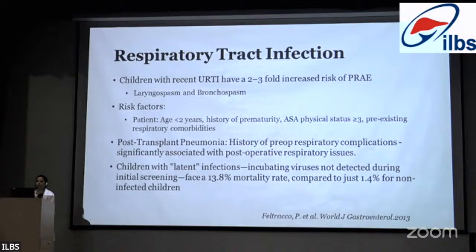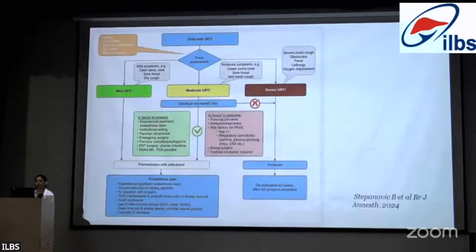Children with recent URTI have a 2 to 3-fold increased risk of perioperative adverse respiratory events, which are laryngospasm and bronchospasm. Risk factors are age less than 2 years, history of prematurity, higher grade ASA status, and pre-existing respiratory problems. History of pre-op respiratory complication is significantly associated with post-op respiratory issues, and some studies have shown that children with even latent infection face a higher mortality rate compared to non-infected children.